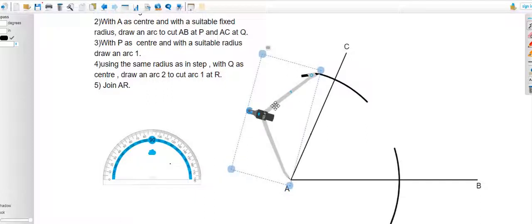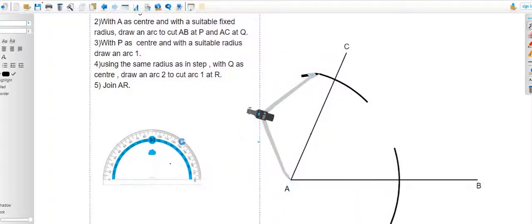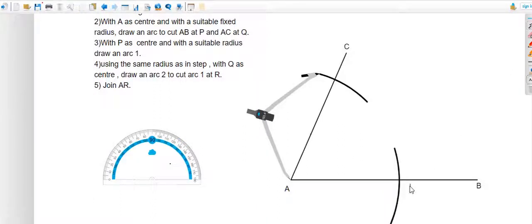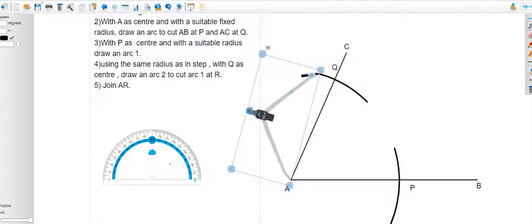Now here we are. We got two arcs, one at AC and one at AB with the same extension. Now this point, let me name it as P. This one is P, and this one is Q, as it said in the question. P at AB, and Q at AC. Without touching the extension of this compass, what you need to do is bring it further.